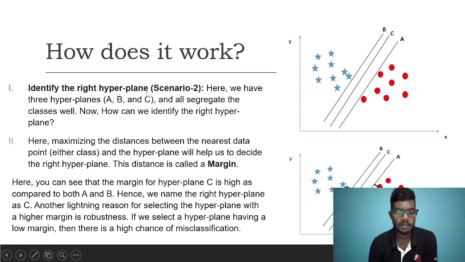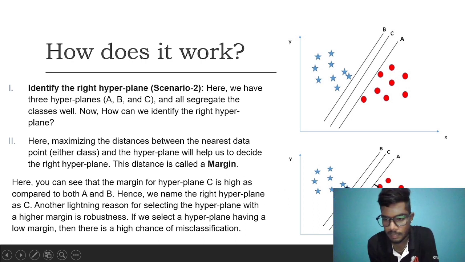Identify the right hyperplane. Scenario 2. Here we have three hyperplanes A, B, and C, and all segregate the classes well. Now, how can we identify the right hyperplane? Here, all the three hyperplanes A, B, and C are equally dividing the stars and the circles. But we should choose a single hyperplane so that we are maximizing the distance to the nearest data point. This distance is called the margin.